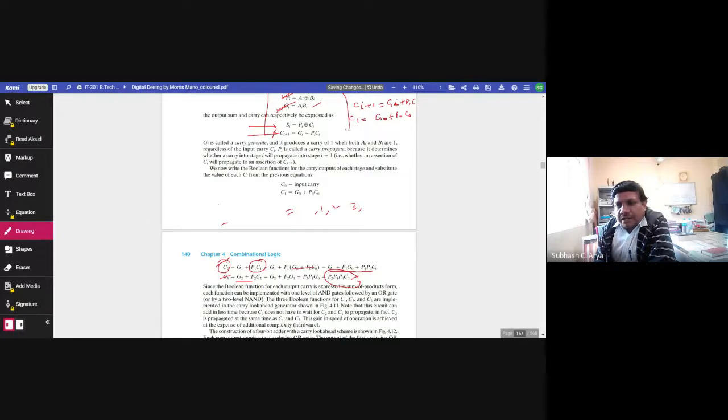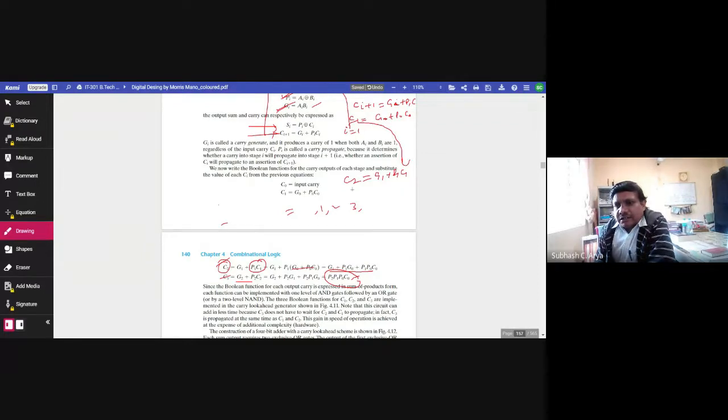Now, if i is equal to 1, then it will be C2, which is G1 plus P1 C1. The C1 we already got from here, so put the value of C1 here and expand.